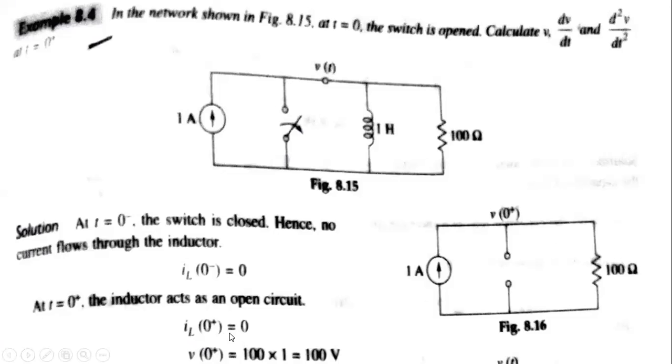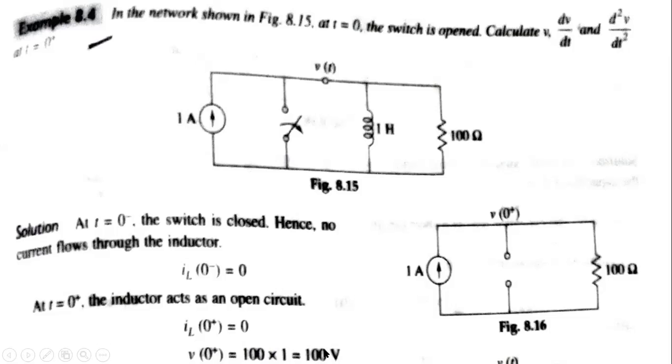IL at 0 plus is equal to 0. That is, the current flowing through the inductor at 0 plus will be 0, just because of the open circuit. What will be the voltage? V is equal to IR. So V at 0 plus is equal to IR.